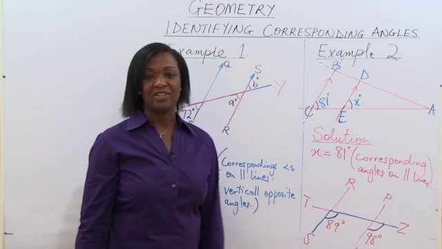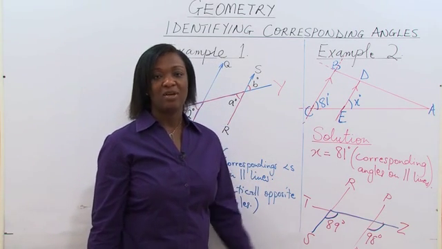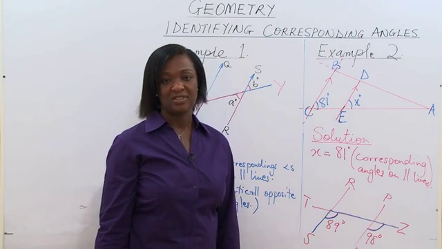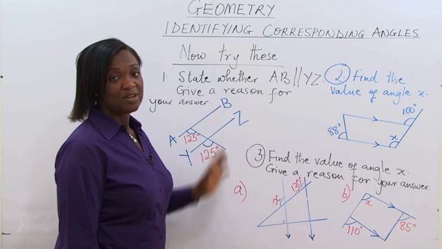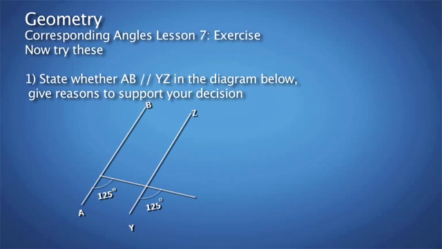Having discussed all of this, let's work out the next set of exercises. Having learned how to identify corresponding angles, try this out by yourself. Question 1, state whether line AB is parallel to line YZ. That's line AB and that's line YZ. I know you can do this.